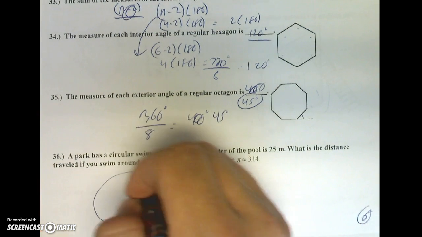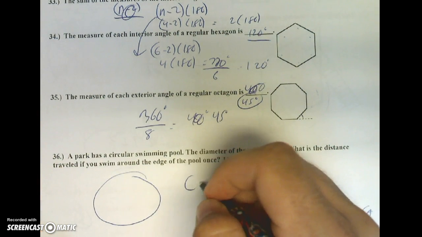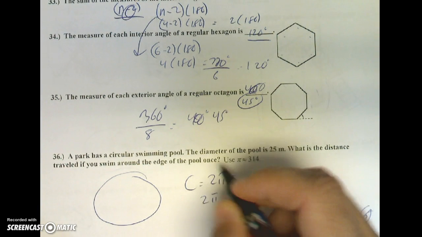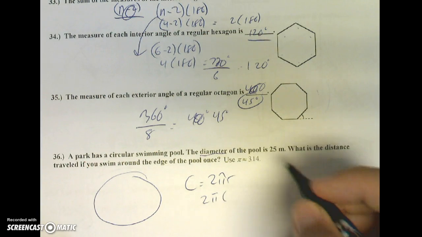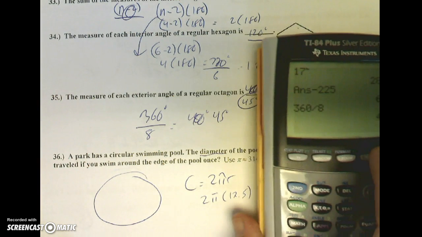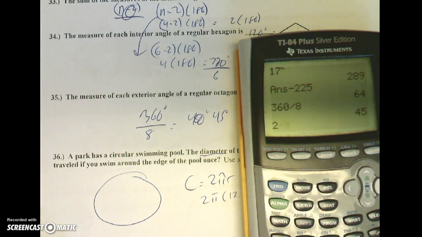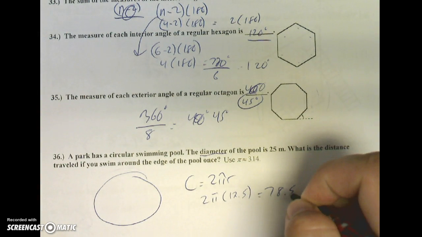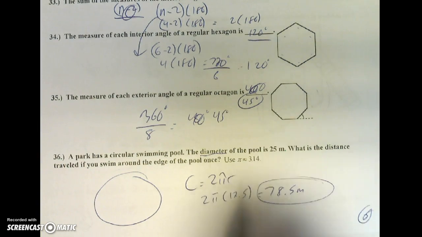All right, so if I'm swimming around the pool, just the outside, that's your circumference, which is 2 pi r. Please be careful and don't fall into a trap. They're giving us the diameter here. So it's not going to be 25, but 12.5. Okay? Now it's telling you to use 3.14 here. So I'm doing 2 times 3.14 times 12.5 to give me 78.5 meters. Okay? And this is just a distance. It's not an area, so it's just 78.5 meters, not squared.